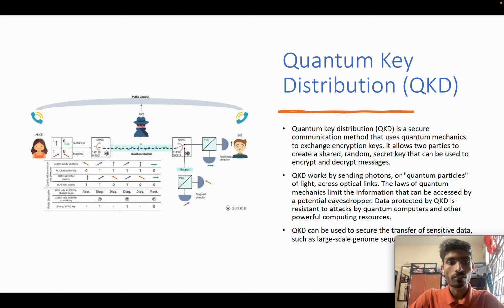As you can see in the left diagram, Alice is sending data to Bob, and in between, the public channel and the quantum channel are used, and Eve is there and eavesdropping is happening. So that's the procedure of quantum key distribution, and we'll discuss it further in the next slides.